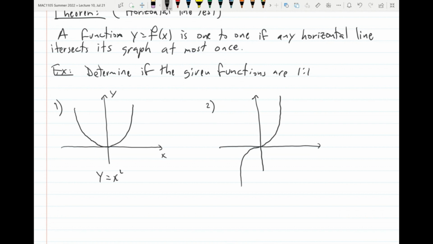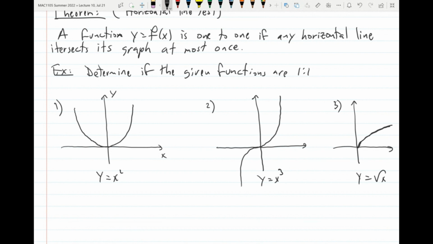If you were to pick a formula for this, what would you say? X cubed. Then, so this one. And if you were to pick a formula for this, what would you say? Square root of x, right? Okay. So what do you think?